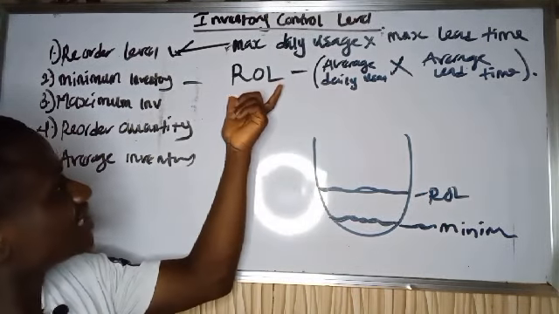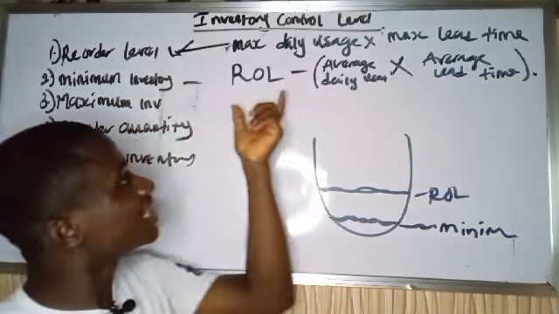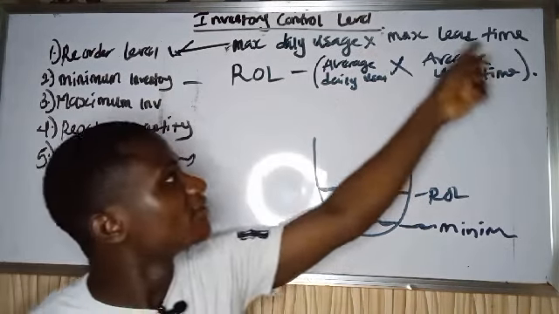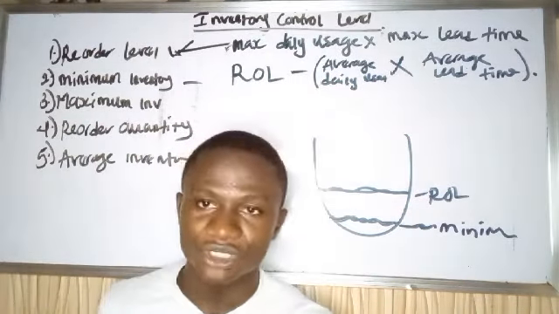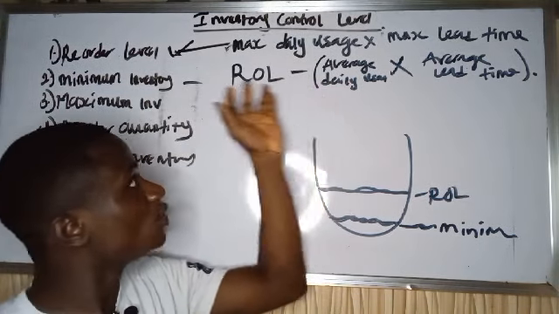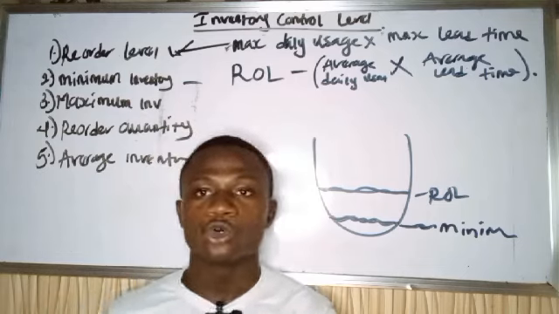So if this is our reorder level, we calculate it using the highest we can ever use in a day. Let's subtract it from our normal daily usage, because in this case, average under inventory control means normal usage.